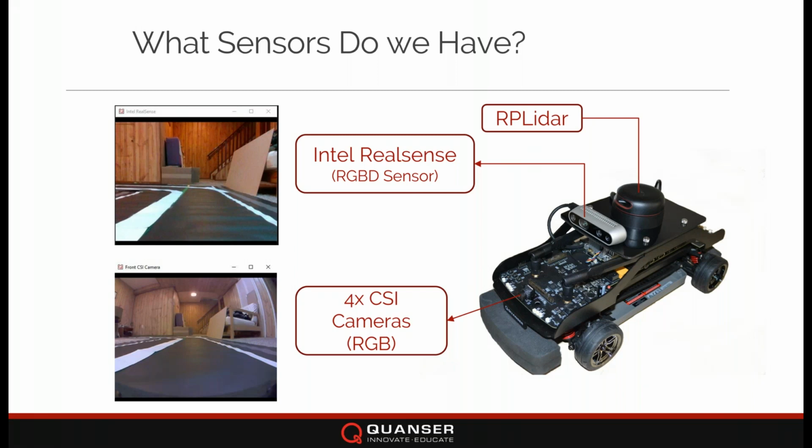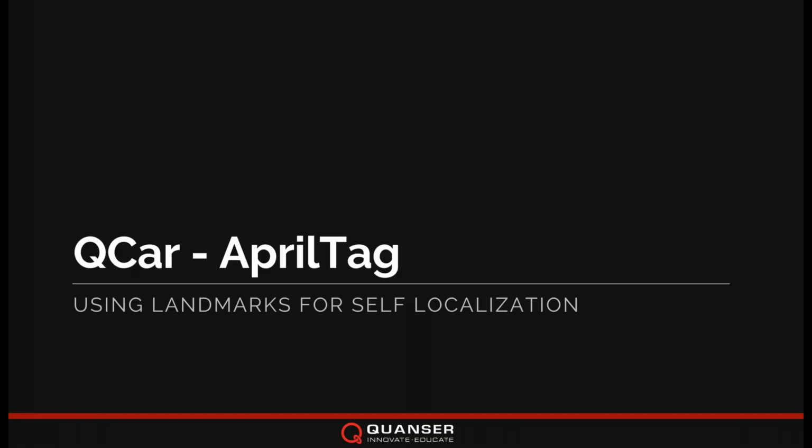Now that we've prefaced what we have and a motivation as to why navigation is important, let's look at one example, which is AprilTags. AprilTags would be analogous to landmarks in the environment, like a building. And so I can use this for self-localization as a starting point.